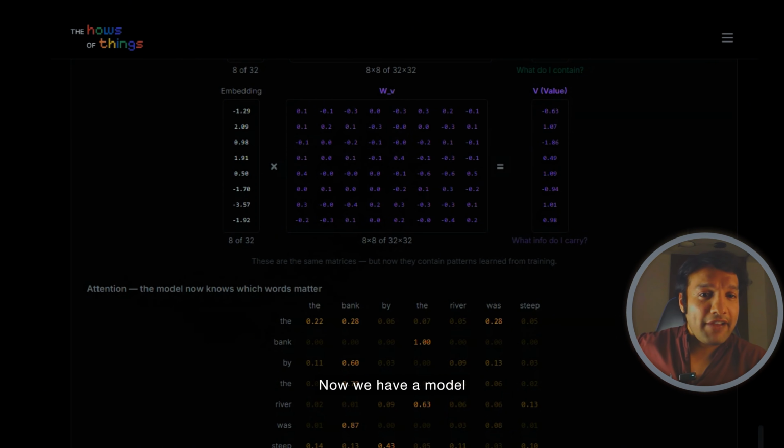Now, we have a model that understands language and can generate text, but understanding isn't always enough. What if you need to look something up, do math, access information that didn't exist when it was trained? That's where agents come in, and that is what the next section and the next video is about.